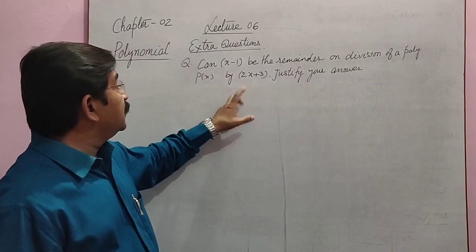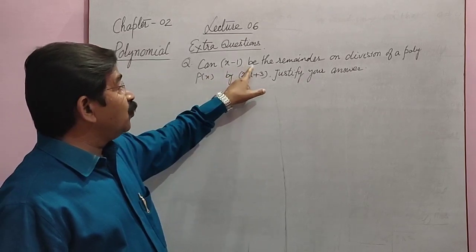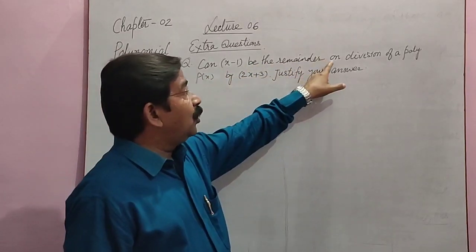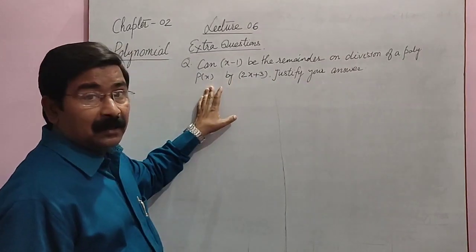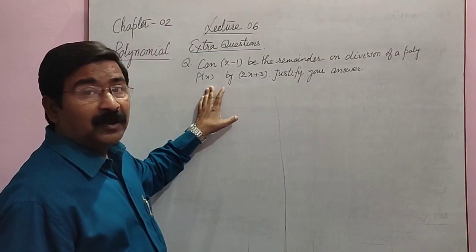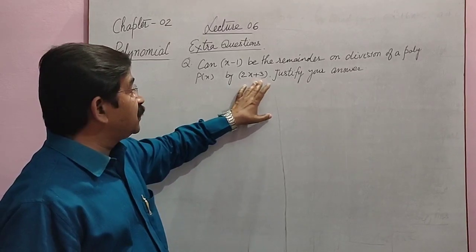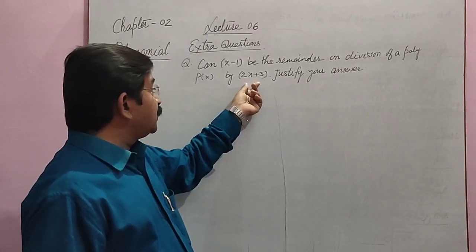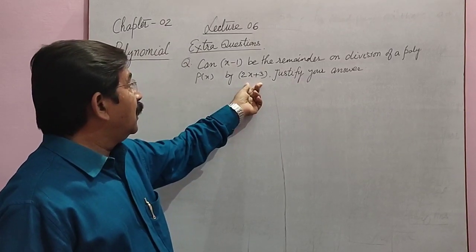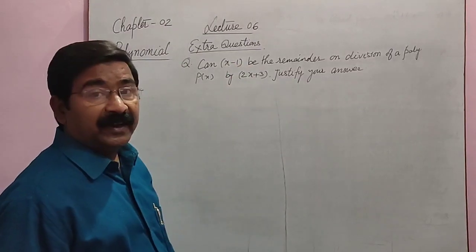I am reading it. Can x minus 1 be the remainder on division of a polynomial p(x) by 2x plus 3? Justify your answer. Means 2x plus 3 is the divisor and x minus 1 is the remainder. Is it possible?